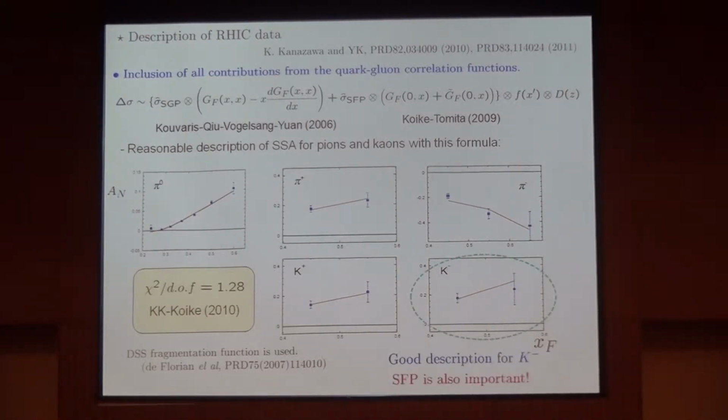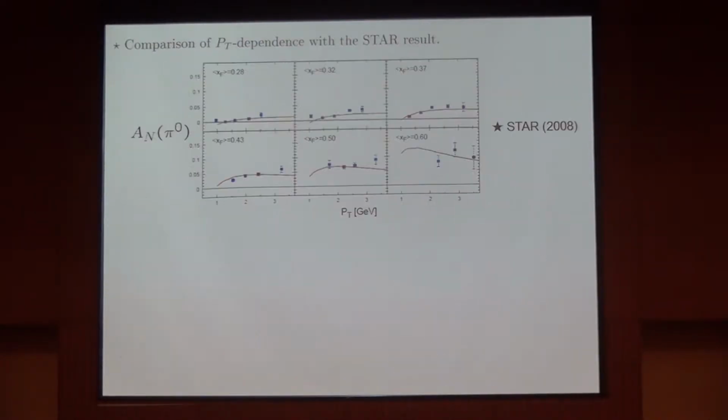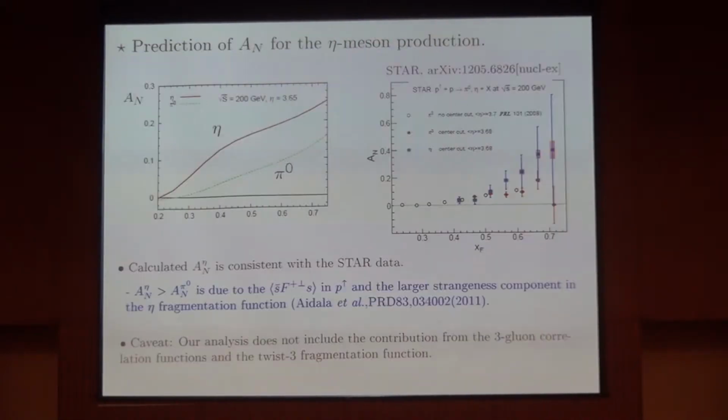For all pion and kaon, the data is pretty well reproduced. In particular, the previous analysis with the soft gluon pole alone couldn't reproduce the kaon data, but by the combination of the two effects, we could describe the kaon data as well. This is the result for the PT dependence.